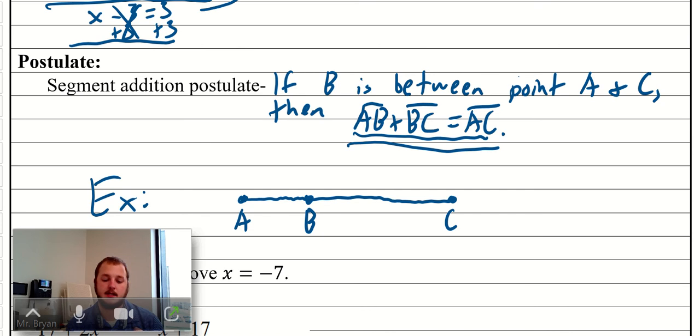We're going to see this idea with segment addition on simpler diagrams today, but in general you want to be able to see that and spot that when the diagrams get more complicated. As long as I see one point in between two others, I always know the piece plus the piece equals the whole thing. And we'll talk about what that looks like and practice that a little bit more today.